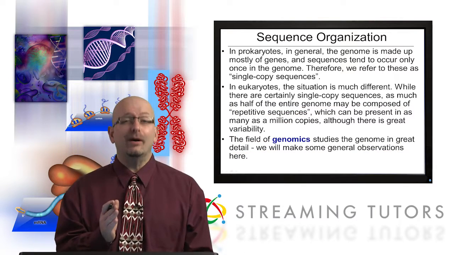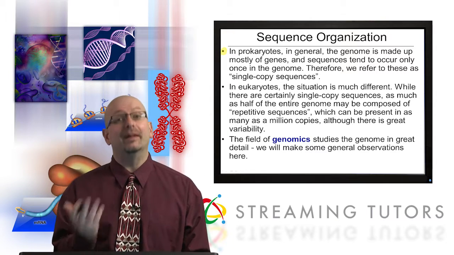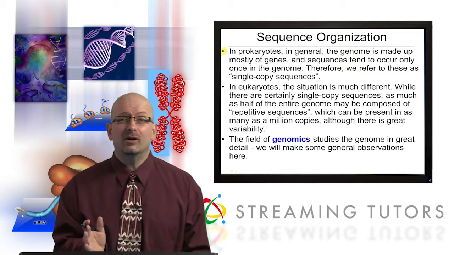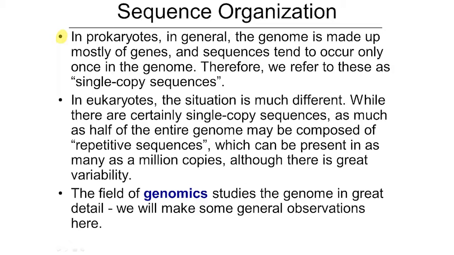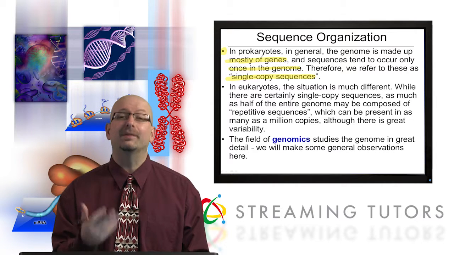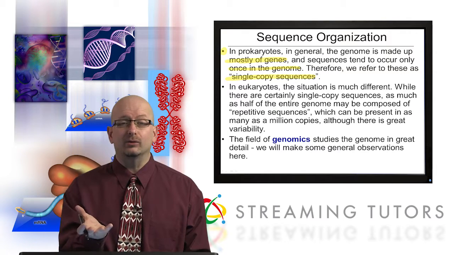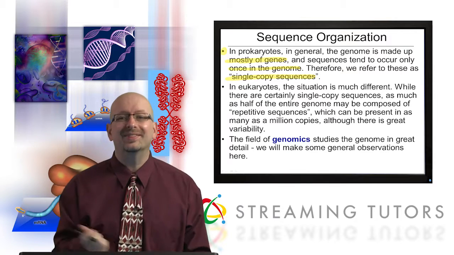Now, this is about eukaryotic chromosomes, but it's instructive to think about how bacteria are in this respect and then compare that to eukaryotes. So in prokaryotes, the genome is very streamlined. It is made mostly of genes. There aren't a lot of extraneous sequences there, and sequences tend to occur only once in the genome. So for prokaryotes, even though the study of genomics is relevant, largely there are only single copy sequences. If you went into this in great detail, we might have to modify that, but that's the basic idea. There's not a lot of what you would call heterochromatin in prokaryotes. You don't even really call what's there euchromatin because it's the only thing that's there.